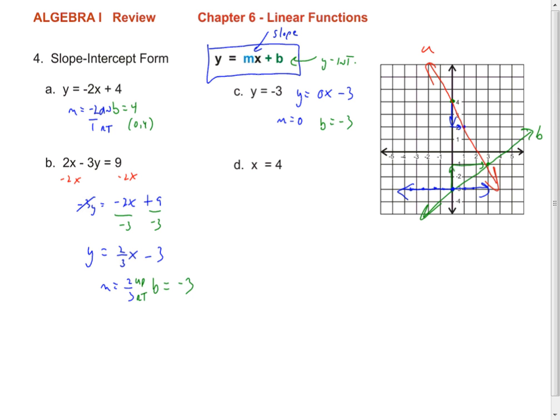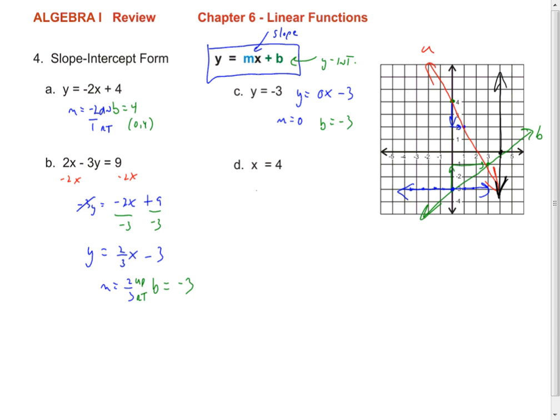No matter what x value you pick, the y value is negative 3. No matter what. Now, D is a little trickier, because you can't really put it in slope-intercept form because there is no y. You can't have y equals. So you just have to know that x equals 4 is a vertical line through the x-coordinate of 4. And you just have to know that. It's a vertical line. x equals is a vertical line through that x-coordinate. You have to know that.